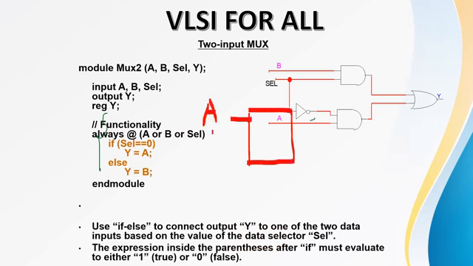This is A. This is B. This is the select line. This is Y. This is a 2:1 mux. Now I'll write the inputs.